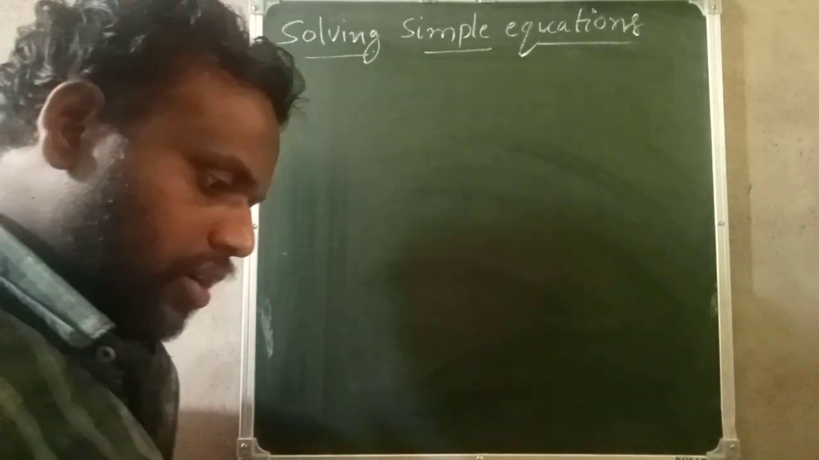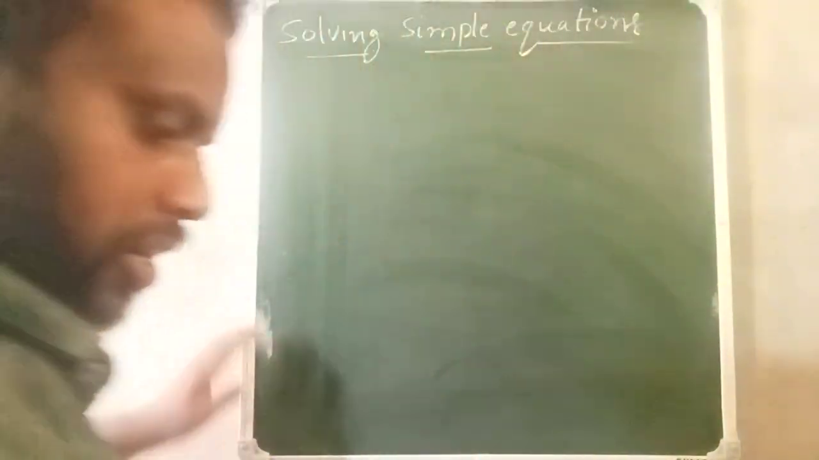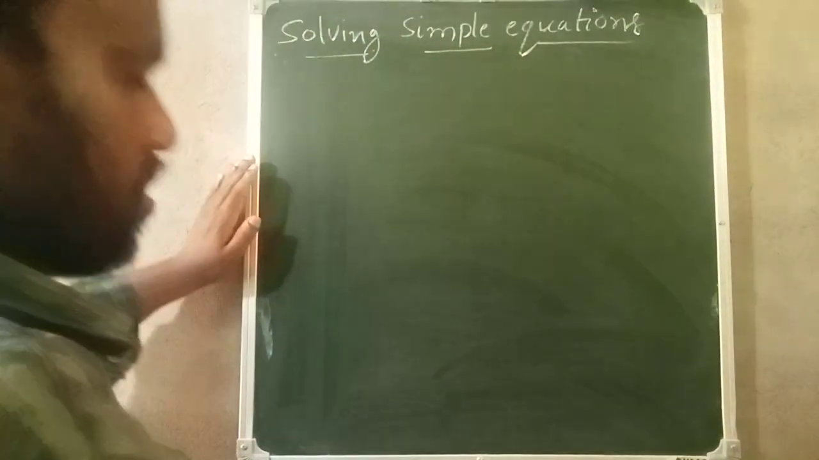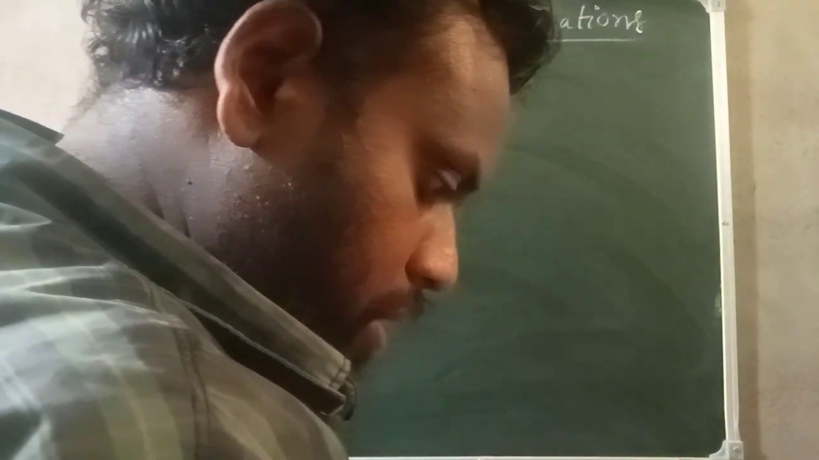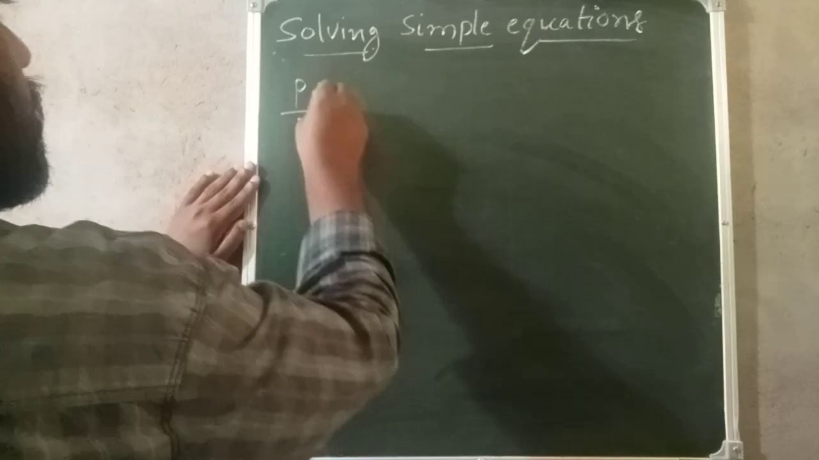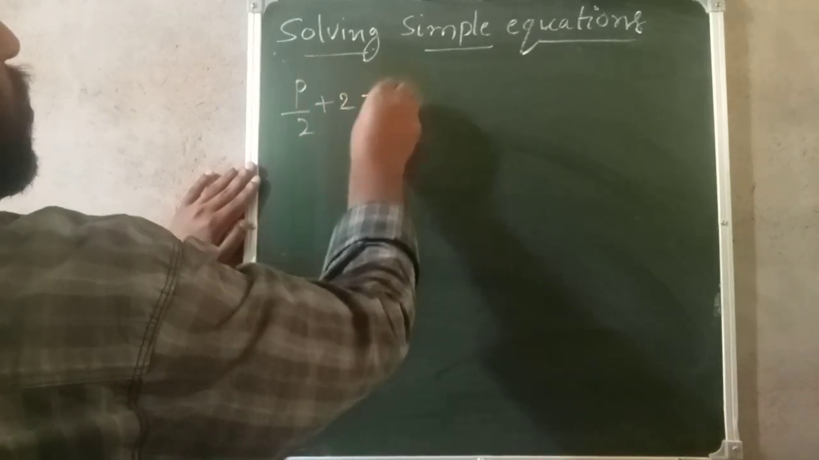So I will take a simple equation, another simple equation. So this I will write now. p by 2 plus 2 is equal to 8.